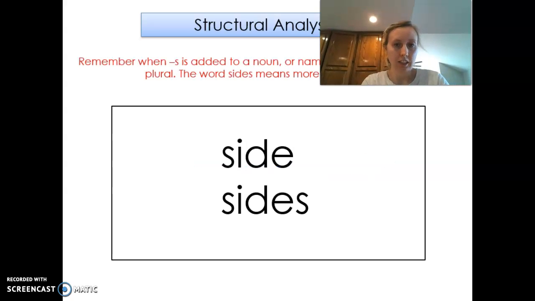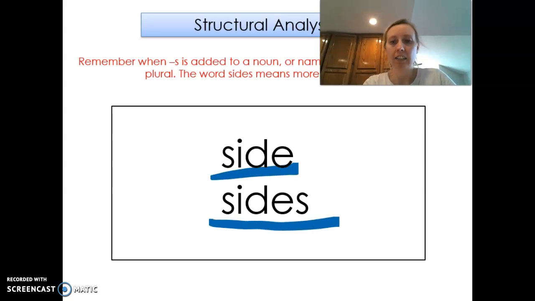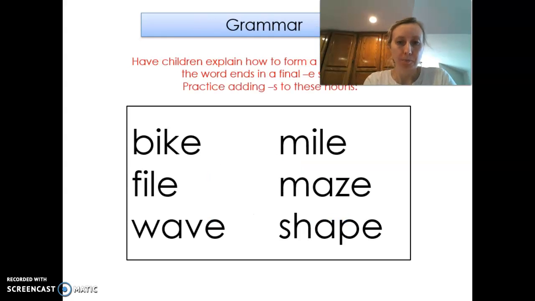Okay, so let's look at this. So remember, when an S is added to a noun or naming word, it makes the word plural. So side becomes sides. A noun is a person, place, or thing. Okay, so bike becomes bikes.